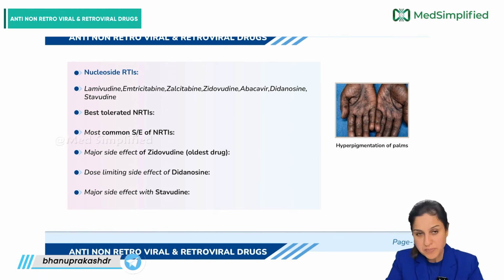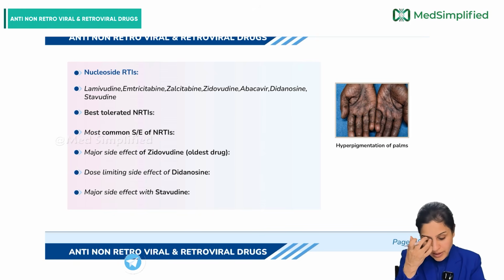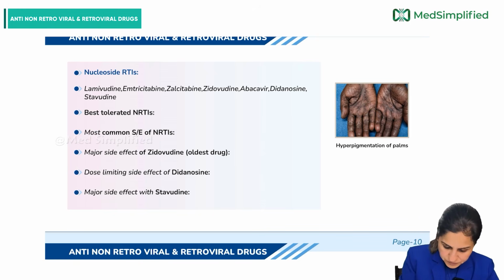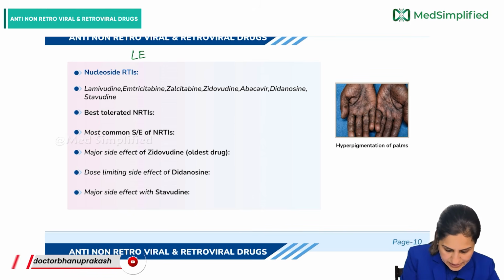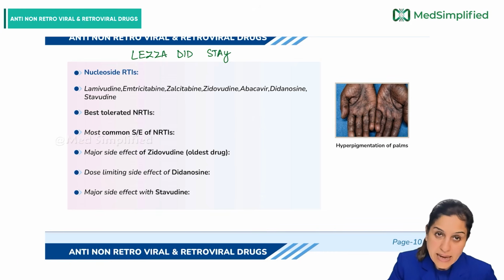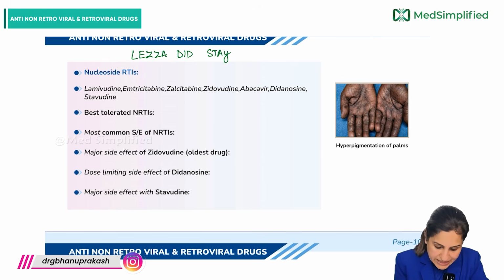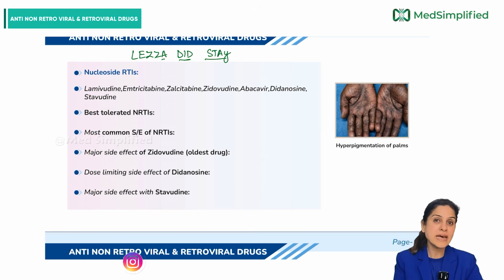So we have reverse transcriptase inhibitors now with us. So we have first nucleoside reverse transcriptase inhibitors. Remember, a mnemonic here for these drugs is Lisa did stay. So L is lamivudine, E is emtricitabine, Z is zalcitabine, then we have zidovudine, and then we have A is abacavir. Did means didanosine and stay means stavudine. So these are your nucleoside reverse transcriptase inhibitors.